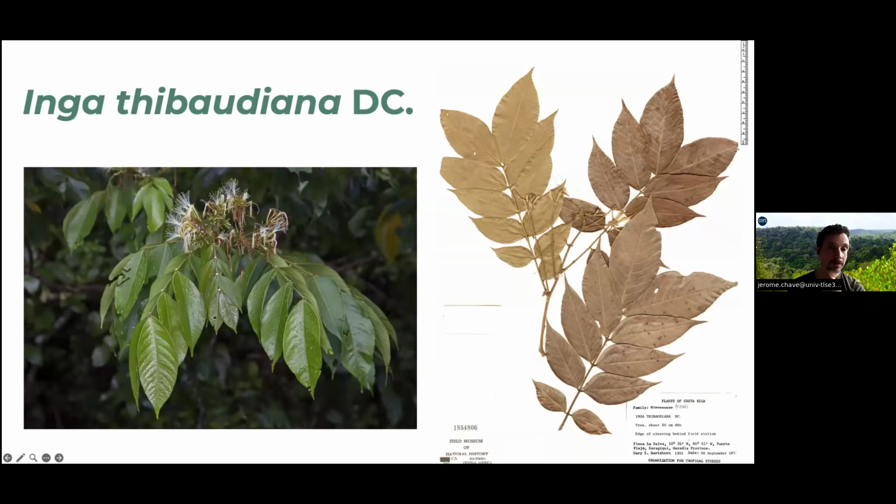So an example of a species we're faced with is Inga thibaudiana, which obviously is a very beautiful tree species of the Amazon, but it looks quite different in the field than it looks in the herbarium. So combining knowledge is not trivial. And for this group, the genus Inga, which has over 300 species, this is a real challenge practically.